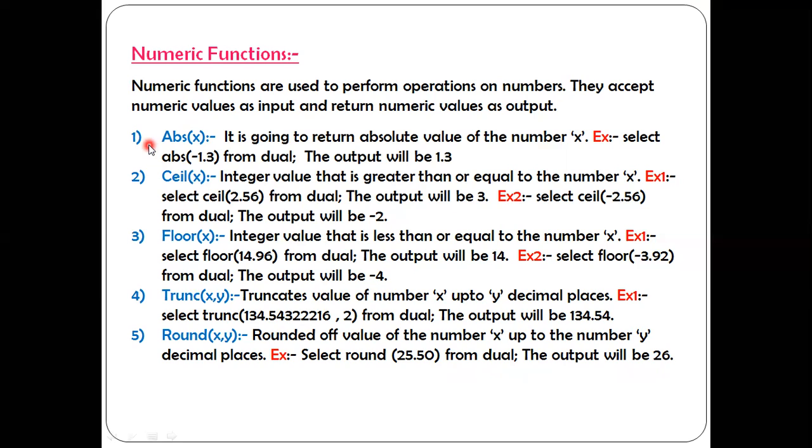Once again, a quick reminder: absolute value, ceil function, floor function, trunc function, round function. Absolute value returns the absolute value of a given number. Ceil of x returns an integer value that is greater than or equal to the number x. Floor returns an integer value that is less than or equal to the number x. Trunc truncates the value of number x up to y decimal places. Round gives the rounded off value of the number x up to y decimal places. Okay, these are the 5 different numeric functions which come under the structured query language.